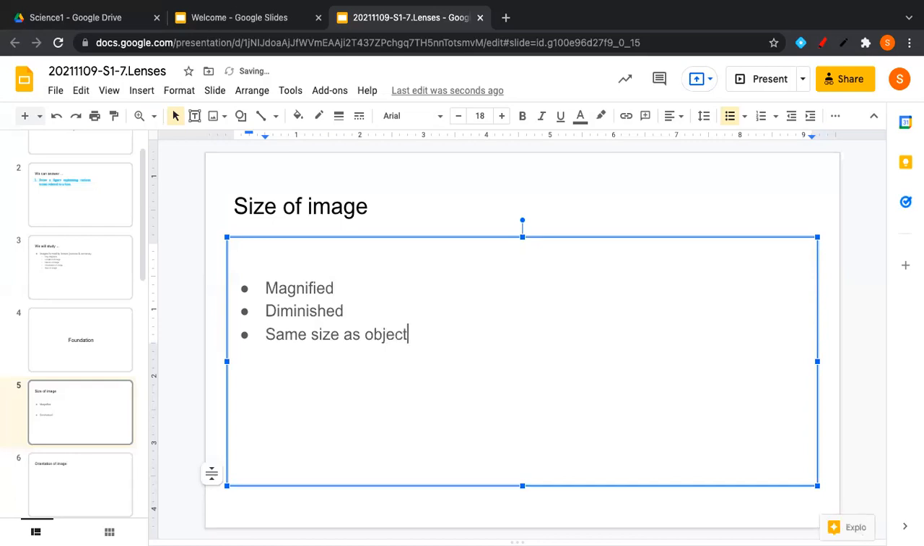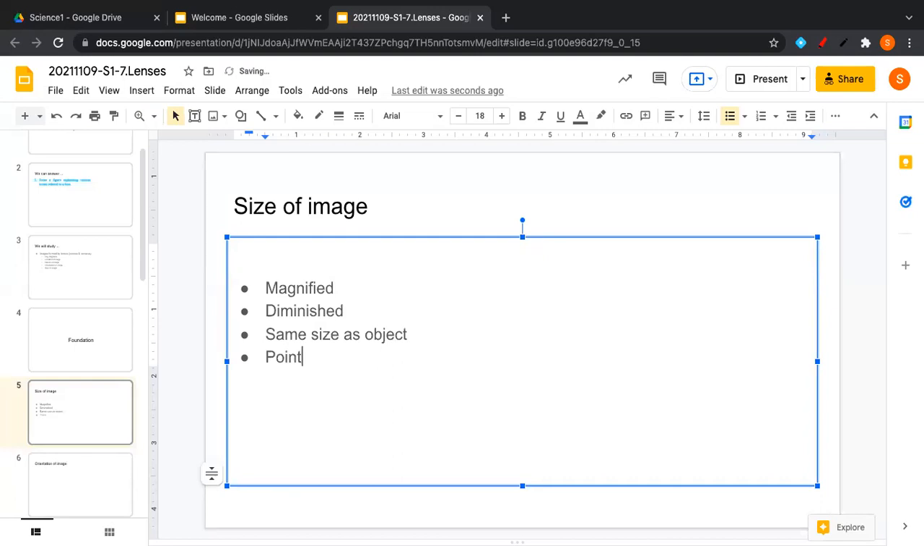Object. And there is one more situation. If you remember, I will give you a hint. It starts with a P. Punjab wala P. Physics wala P. Point image, correct.